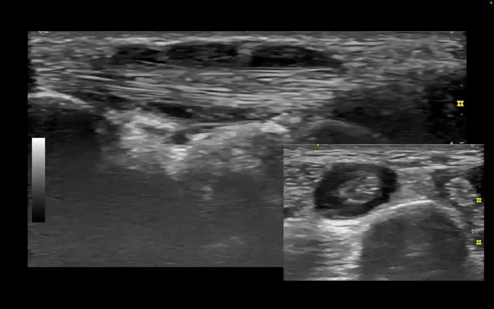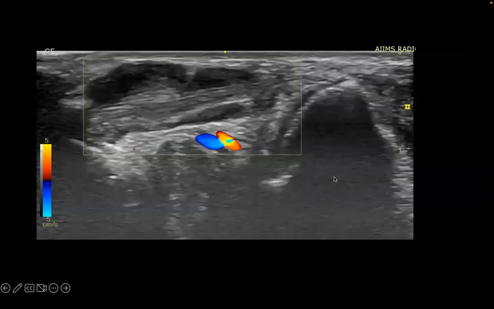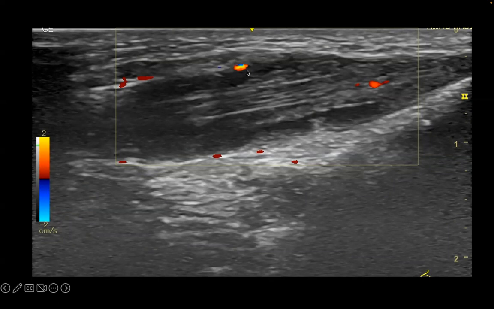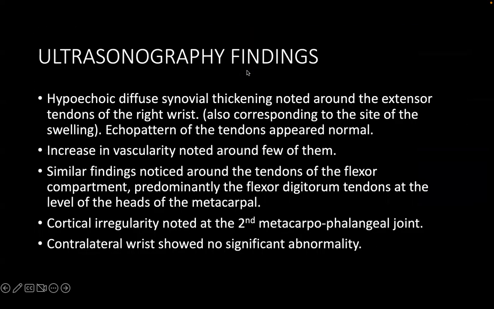On ultrasound, it was found that along the tendon of the extensor carpi radialis longus, there was diffuse proliferation of the synovium, surrounding the whole tendon in the axial view. On color Doppler, on optimizing the image, the tendon showed increased vascularity, and there was also increased vascularity in the diffuse synovial thickening. The other pictures of the ultrasound.